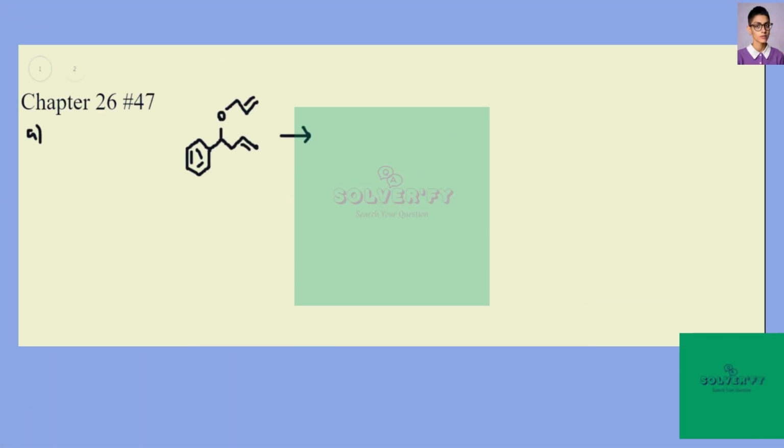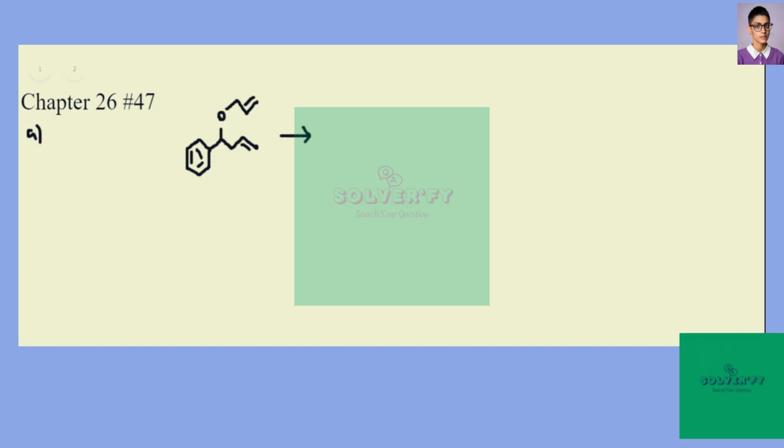This is the answer to Chapter 26, problem number 47 from the Smith Organic Chemistry textbook. This problem asks us to draw the product formed from the ring-closing metathesis of each compound. And then also we have to devise a synthesis for each of the starting materials from benzene, alcohols with less than 5 carbons, and any other organic or inorganic reagents that we need.